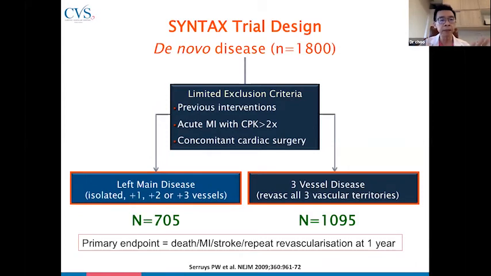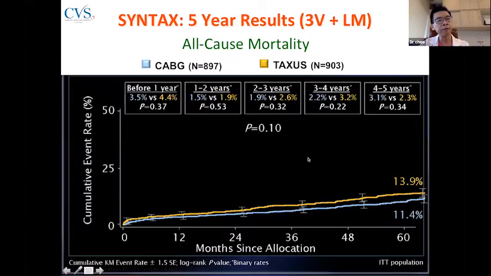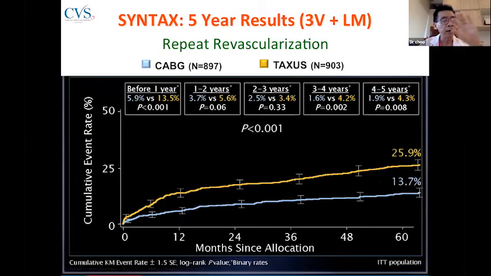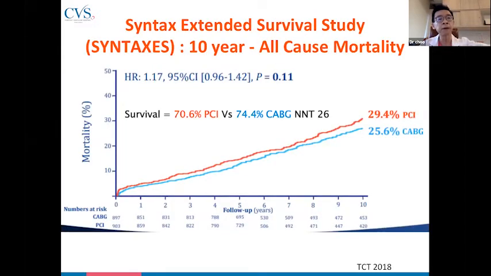The Syntax trial basically looked at patients with multivessel disease or left main, and up to 5 years, if you compare the first generation of drug-eluting stent against bypass surgery, basically no difference in all-cause mortality, although the trend is better for CABG. For cardiac mortality, CABG is actually better than first generation DES PCI. Every time you do comparison between CABG or PCI, PCI always does worse in terms of the need for repeat revascularization. You have an extended follow-up up to 10 years.